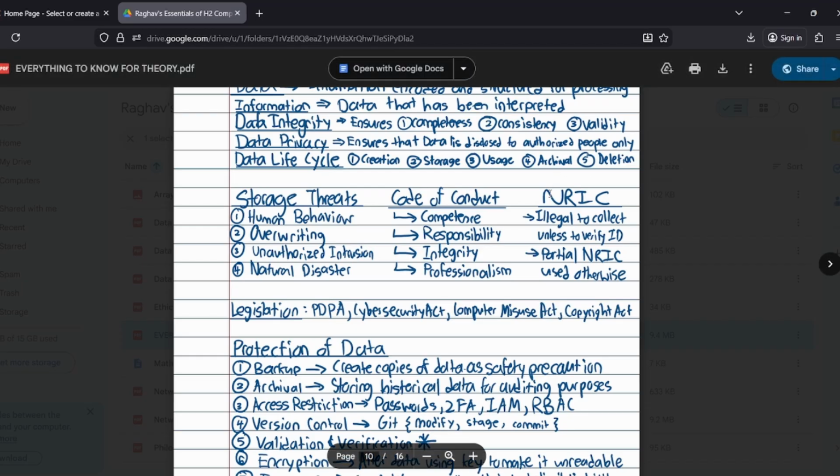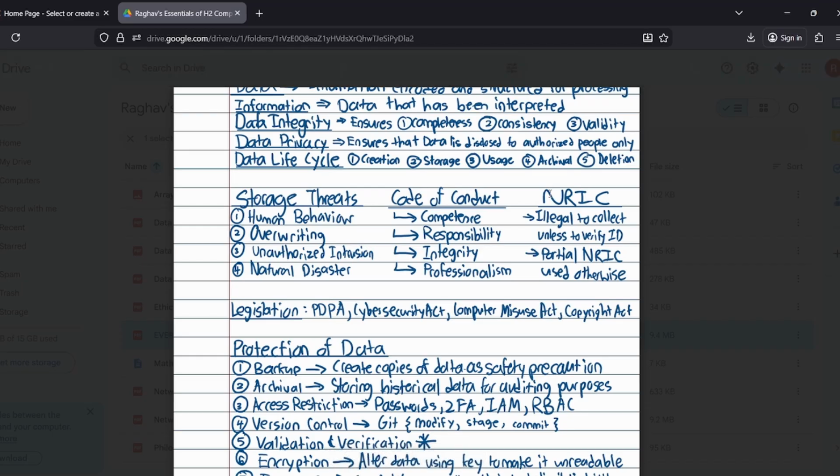Then we have NRIC. NRIC, you have to know two things about it. One, it's illegal to collect an NRIC unless it's used to verify someone's ID. And two, partial NRICs are used otherwise, but I believe the government will be slowly rolling back to full NRICs soon. I believe.